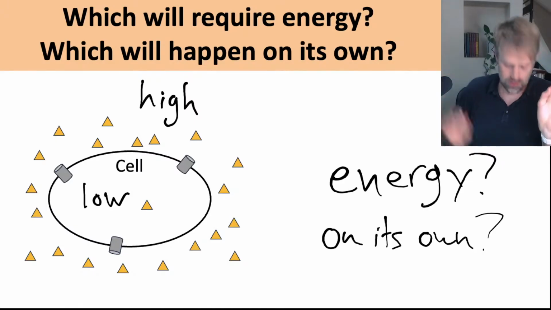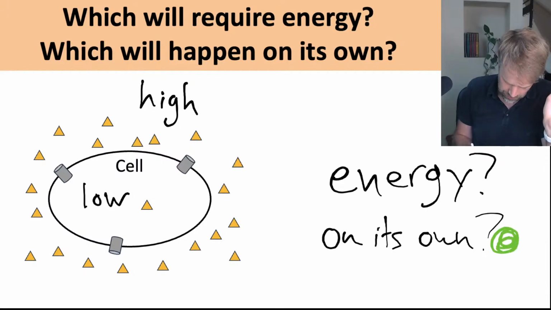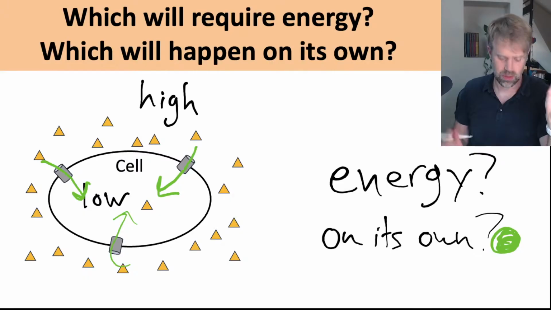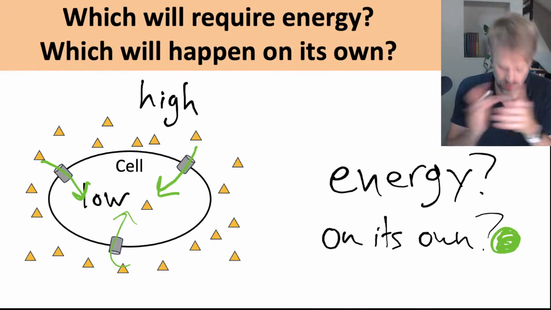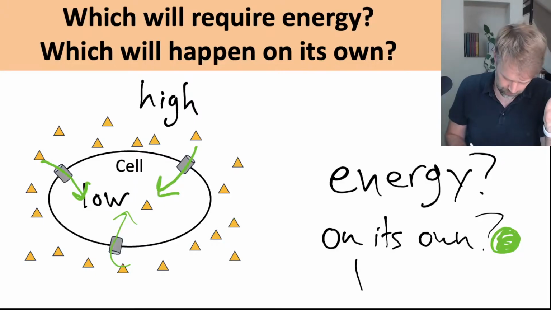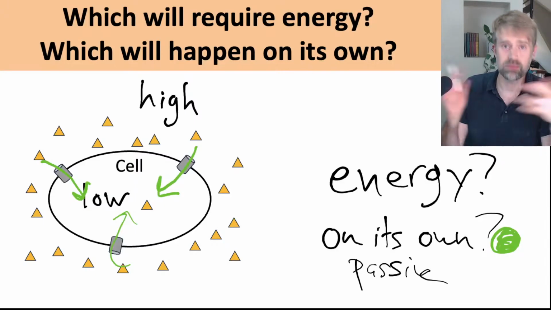The stuff is going to move from a high concentration to a low. Here, I'll color code this. Green. Green. On its own is going to move in like this. No energy. It's going to naturally move from high to low. That's going to be passive transport. Passive transport on its own, moving from high to low.